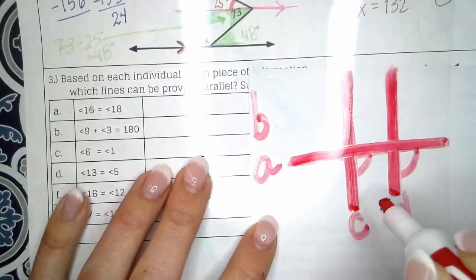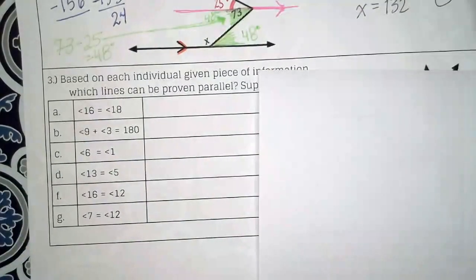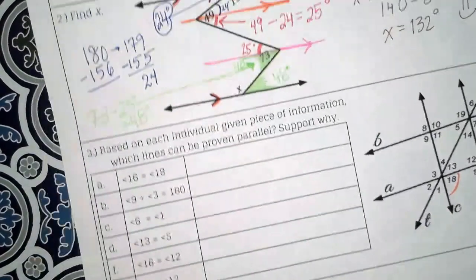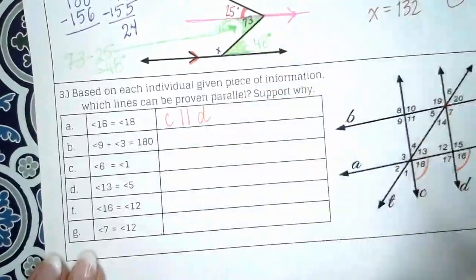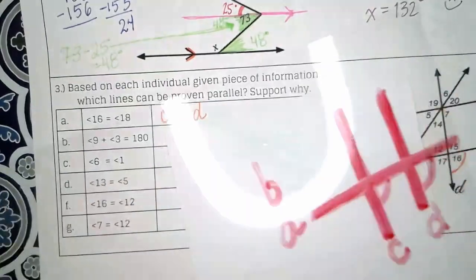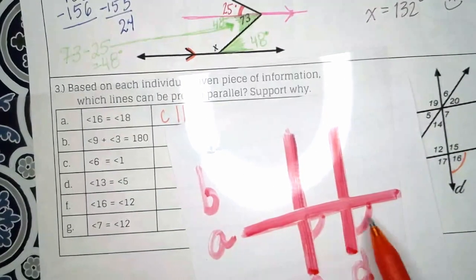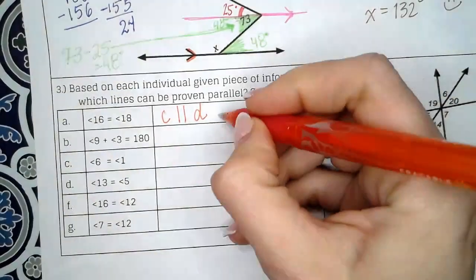So what lines can we say are parallel to each other? Yes. So we'll go over here. All right, so I'm going to say C is parallel to D. And again, why are these lines parallel? What kind of angles are we dealing with right here? Corresponding. And if we're proving lines parallel, we'll just call it the converse of.